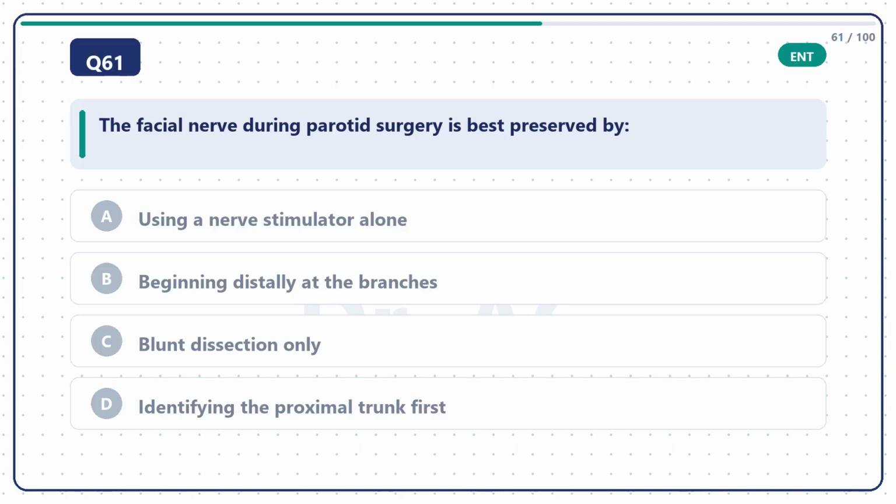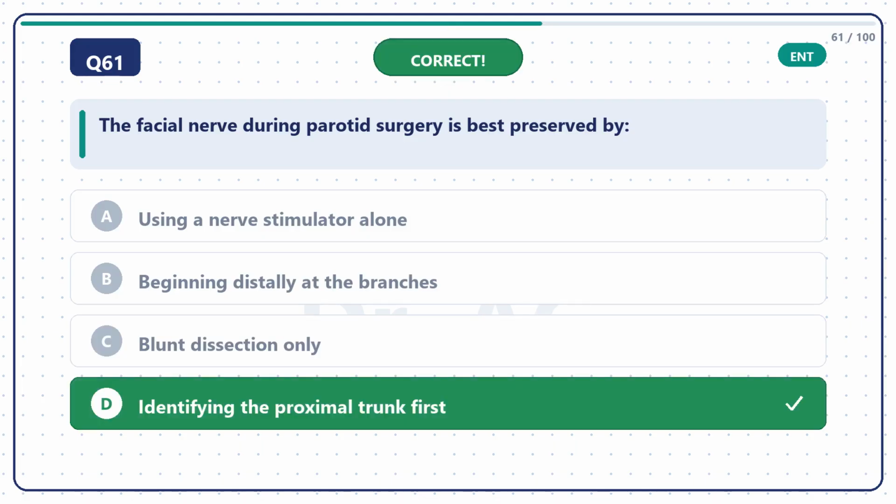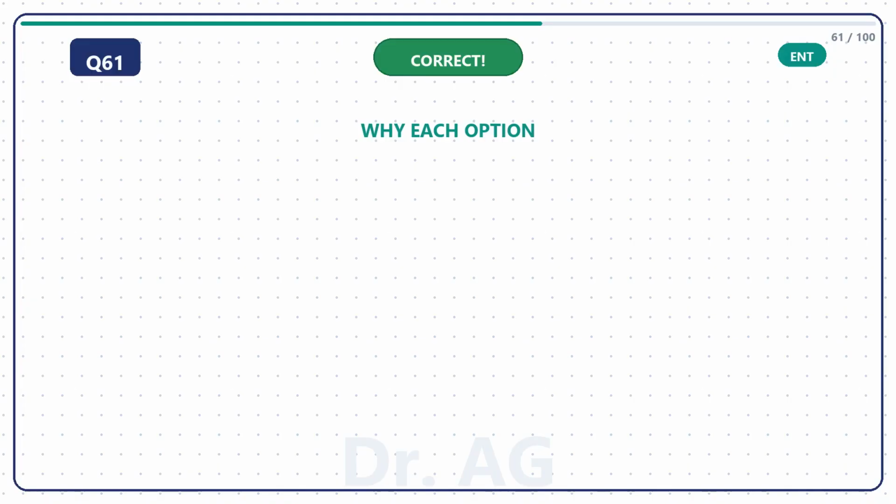Question 61. The facial nerve during parotid surgery is best preserved by option A. Using a nerve stimulator alone. Option B. Beginning distally at the branches. Option C. Blunt dissection only. Option D. Identifying the proximal trunk first. The correct answer is option D. Identifying the proximal trunk first. Let's go through the options.